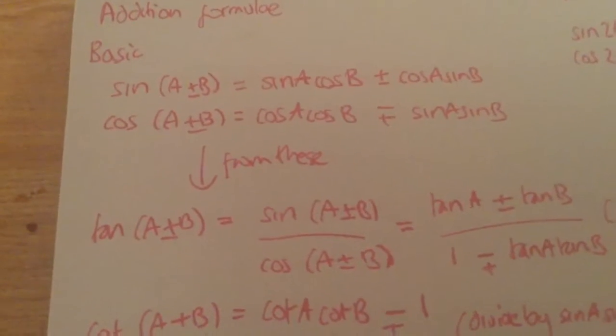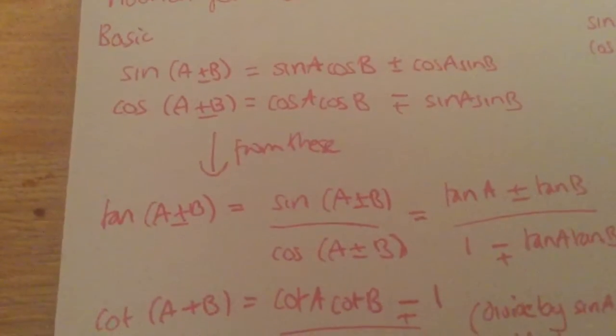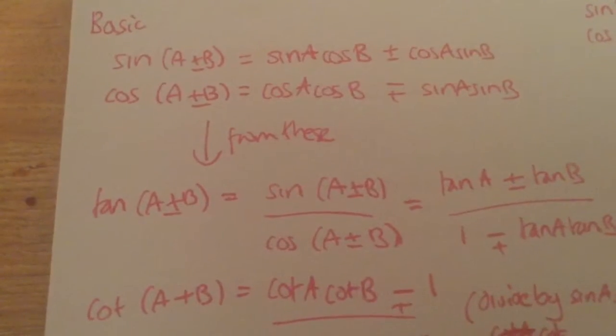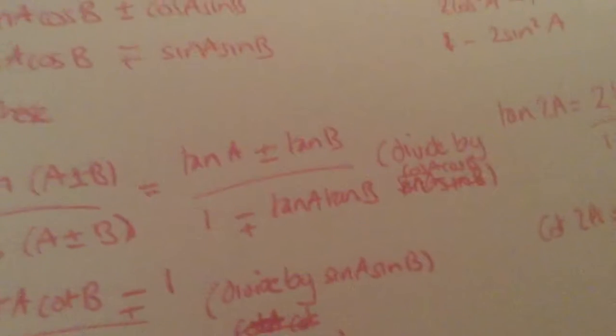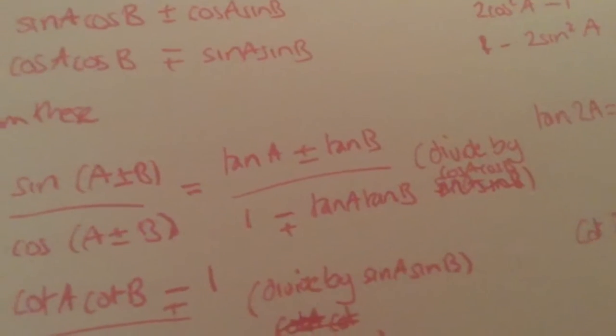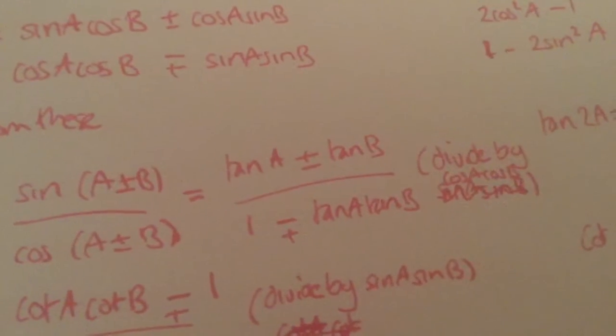Anyways, enough preamble. How do you get tan? Well, it's just sine over cos. So for tan A plus B, write the formulas for sine A plus B and cos A plus B, the ones you've been given, and then divide through by cos A cos B. That will give you tan A plus or minus B equals (tan A plus or minus tan B) over (1 minus or plus tan A tan B). Remember how the signs work.